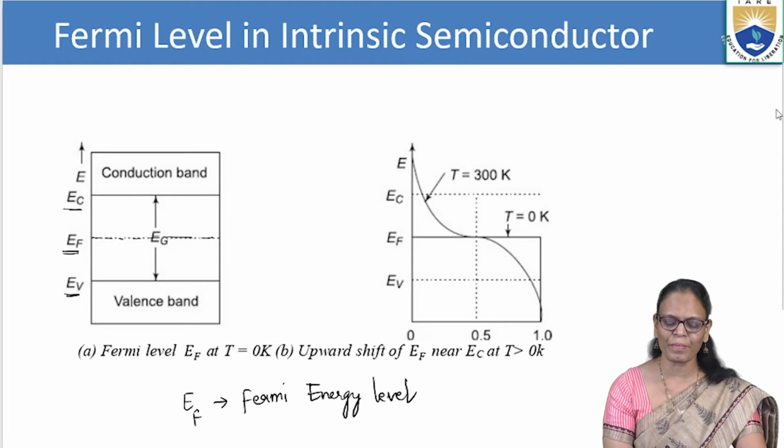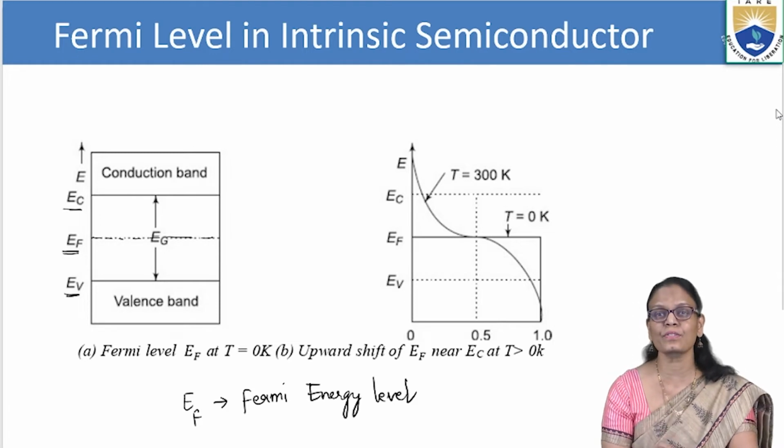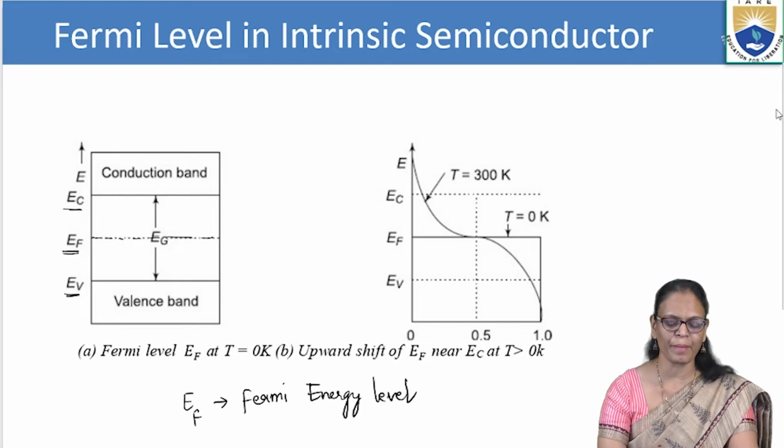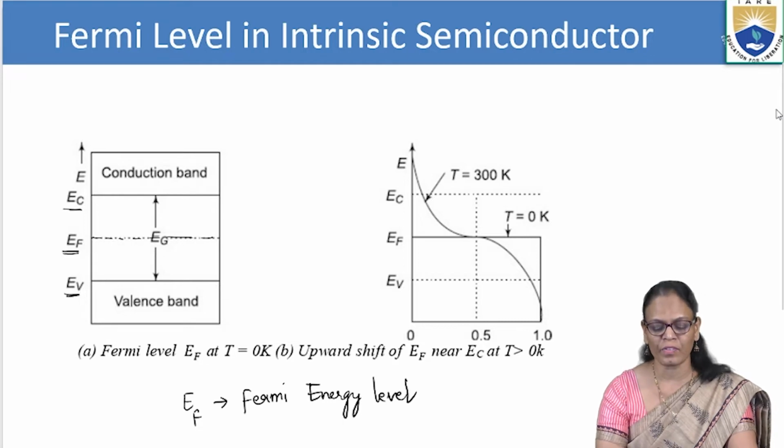Okay, so the Fermi level denotes the highest occupied energy level, which means all the energy states below EF are filled and above EF everything is empty.